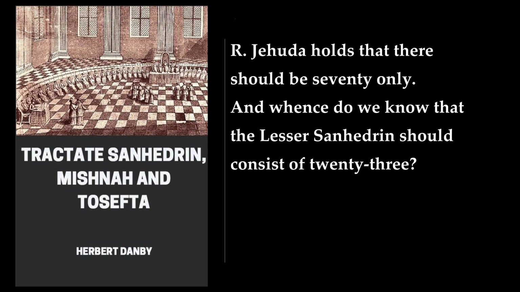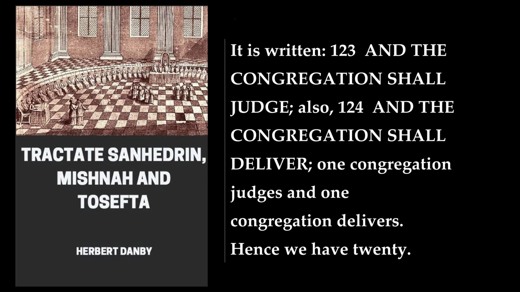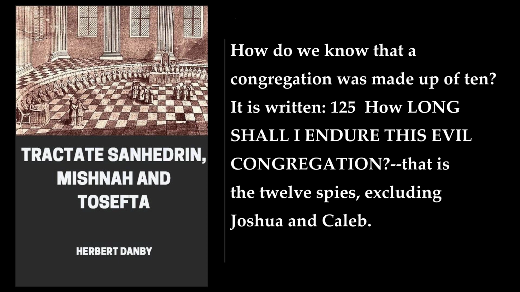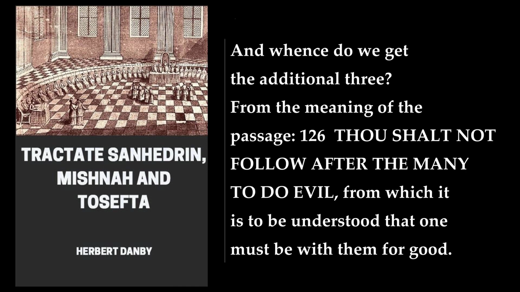Jehudah holds that there should be 70 only. And whence do we know that the lesser Sanhedrin should consist of 23? It is written, "And the congregation shall judge," also, "And the congregation shall deliver." One congregation judges and one congregation delivers. Hence we have 20. How do we know that a congregation was made up of 10? It is written, "How long shall I endure this evil congregation," that is the 12 spies, excluding Joshua and Caleb. And whence do we get the additional 3?